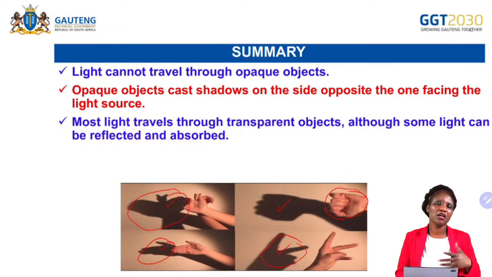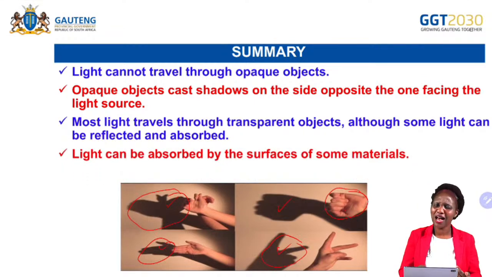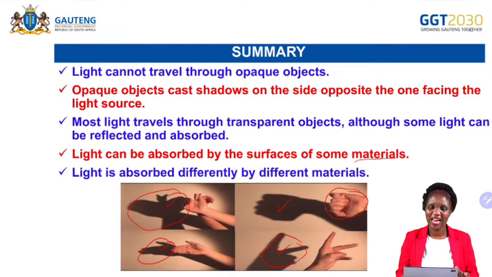And then, what about absorption? If white light strikes a black substance, what's going to happen? No light is going to be reflected to our eyes, therefore we'll see it as black. Is that clear? Yes, that's good. And then light can be absorbed by surfaces of some materials. Okay, let's carry on.